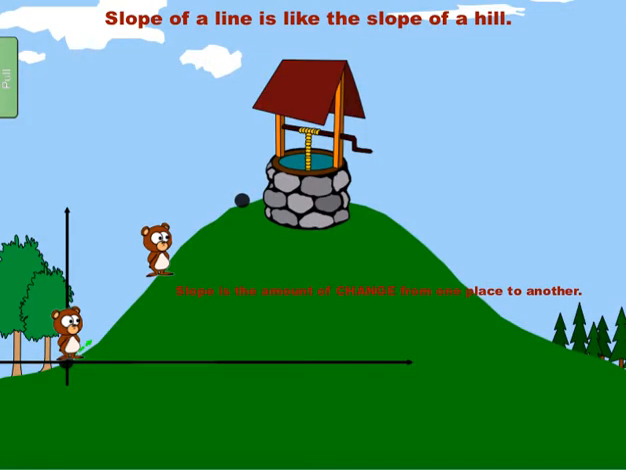So one way to remember slope can be thought of as the slope of a hill, how steep it is to go up it, and how much energy you would have to put in to go up that hill. It would change based on how high the slope is.